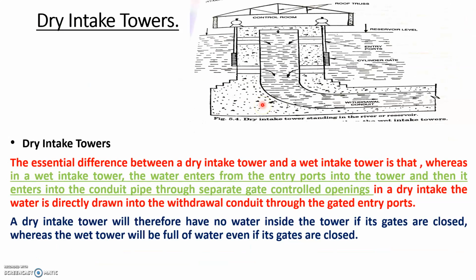But in a dry intake structure, it is directly connected or drawn to a conduit, and the gate is provided at the entry port. When the gates are closed, there is no water inside the intake structure. So this is the major difference between wet and dry river intakes.